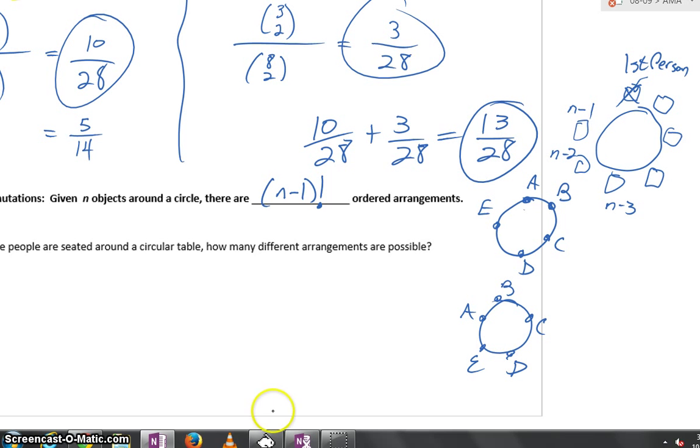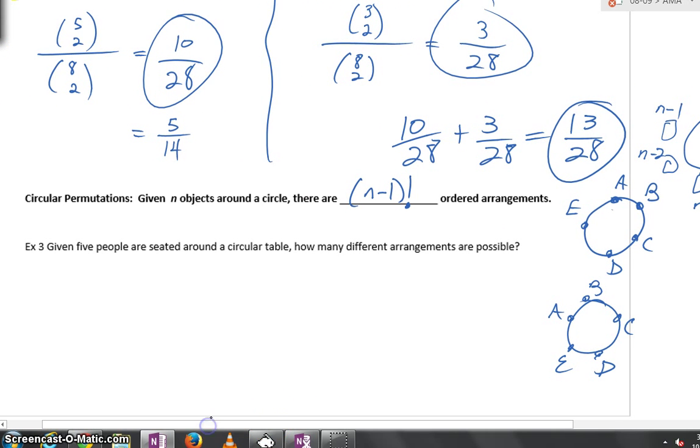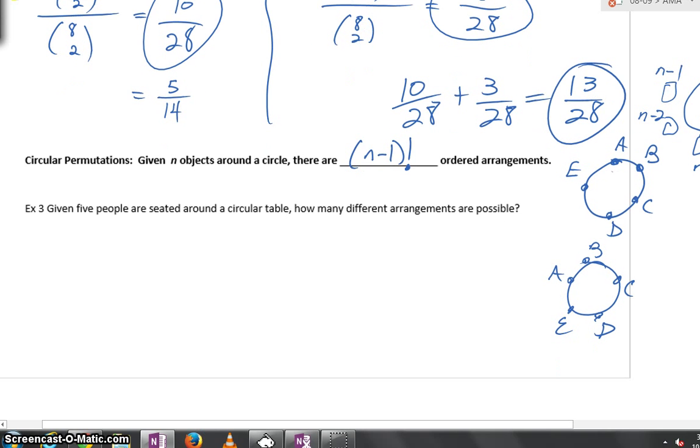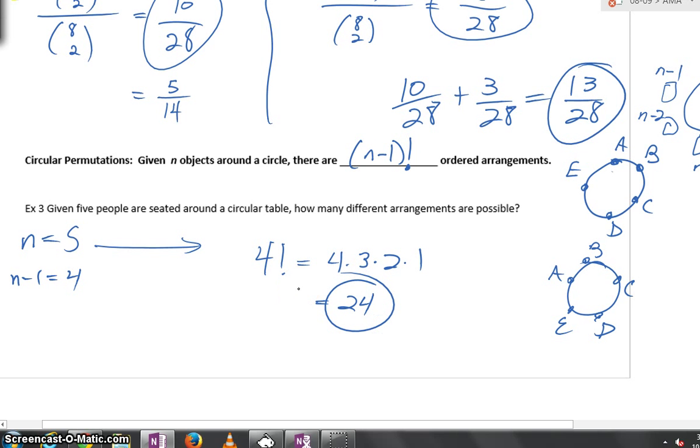That being said, some of these problems then become quite simple. Given 5 people are seated around a circle. By the way, that's the original picture that I drew. A, B, C, D, E. How many different arrangements are possible? Well, that becomes rather routine. If you'd say n equals 5, the answer is 4 factorial. And 4 factorial is just 4 times 3 times 2 times 1. So that's 24, guys. And we are done.